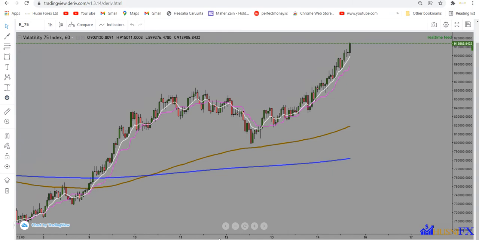If you don't have this set up, please contact me and I will show you how to set up this moving average. But most of the time I use price action. Let's go and explain how I make trades on VIX 75.